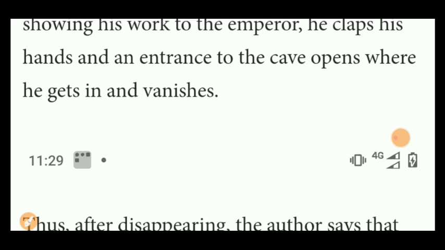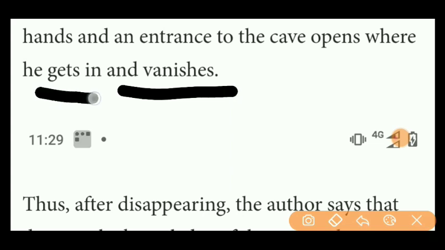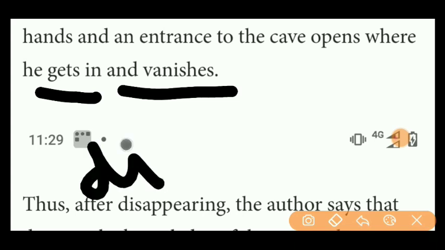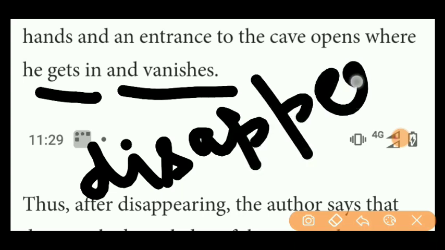Here, he gets in and vanishes. This is very surprising that he entered into that cave. Now you will be shocked. He entered that cave which was just a kind of drawing. So he vanishes. Vanishes means disappeared.